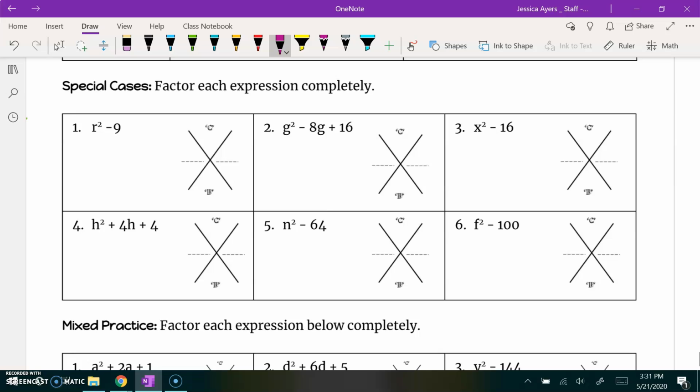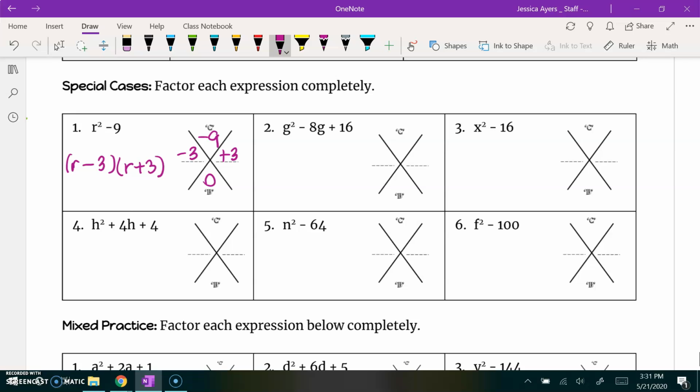So thinking about what would make b go away, so the b is what is on the x, what would make the x go away, that would make b 0. So we're going to have a c of negative 9 and a b of 0. So we want to think to ourselves, well, what will multiply to be negative 9 and add to be 0? And that would be negative 3 and positive 3. These are an opposite pair. So when you plug it in, you're going to get r minus 3 and r plus 3.